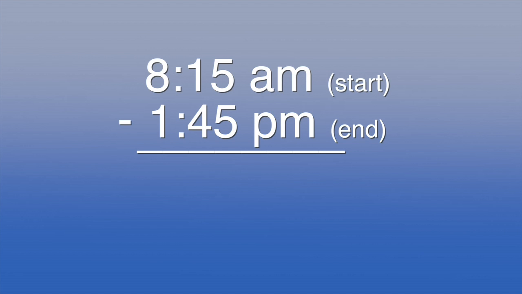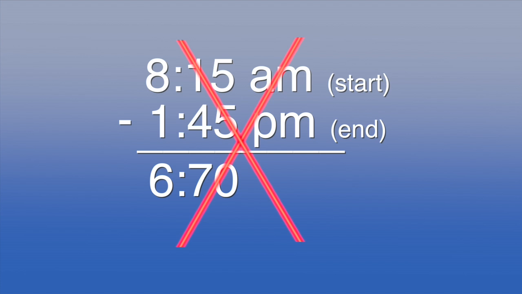Now, let's get a little more complicated here. Let's say we start at 8:15 in the morning, and we work up until 1:45 p.m. in the afternoon. Now here's the problem. If you set that up like a normal subtraction problem where you have 1:45 on the top and minus 8:15 on the bottom and do the subtraction, you're going to end up with 6.7 or 6 hours and 70 minutes. And that is absolutely incorrect. You cannot do it like that. So do not do it like that.